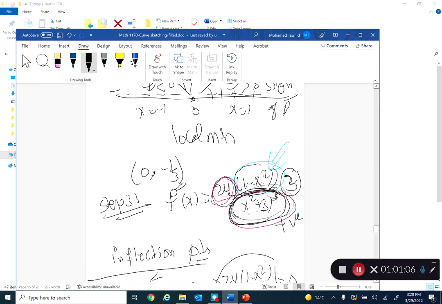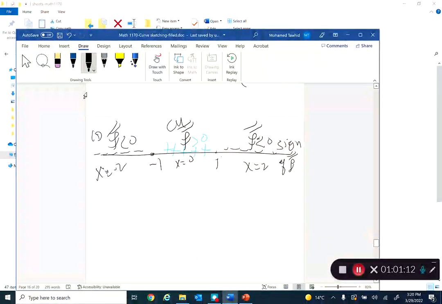If I replace x by 2, you get 1 minus 2 squared, which is 4. 1 minus 4, you get negative. So here the sign is negative, so the graph here is concave down. So what is the conclusion, guys?